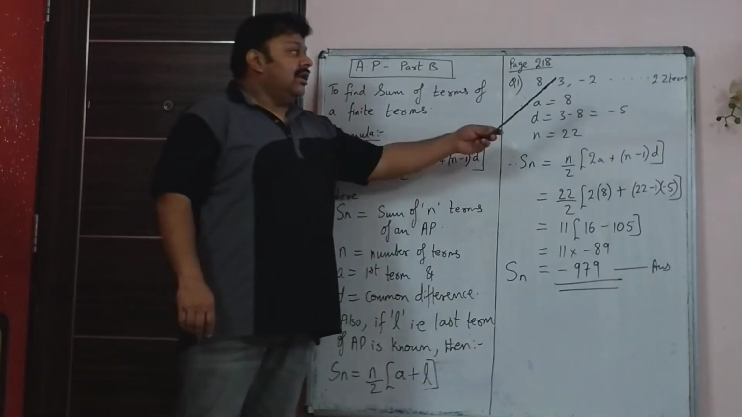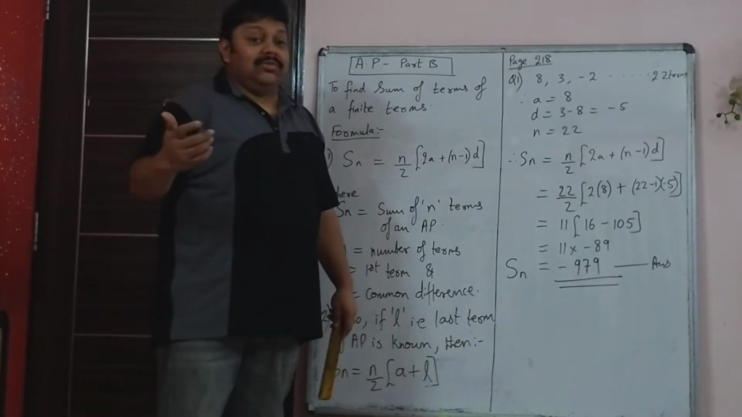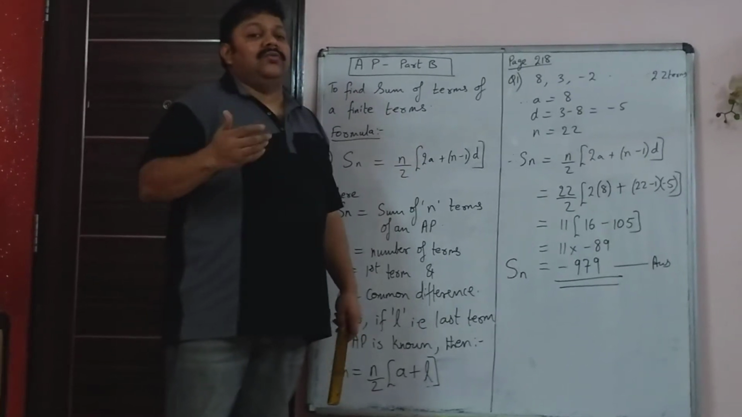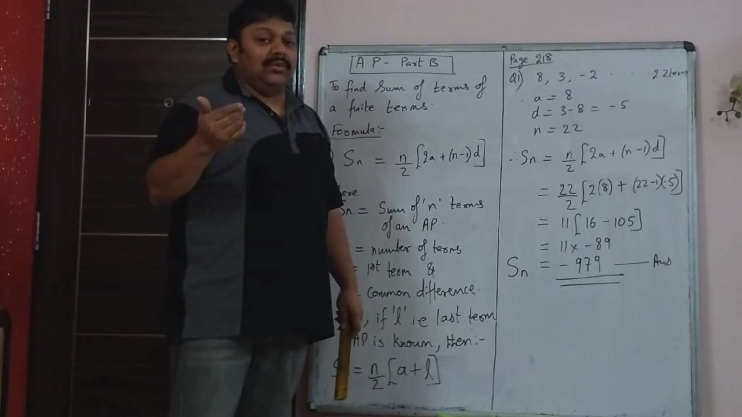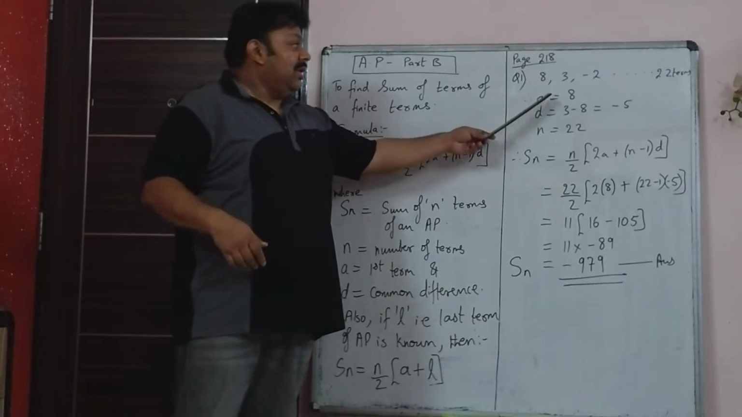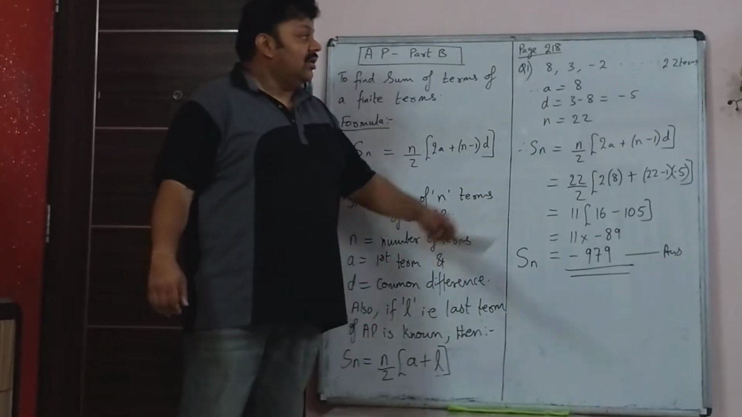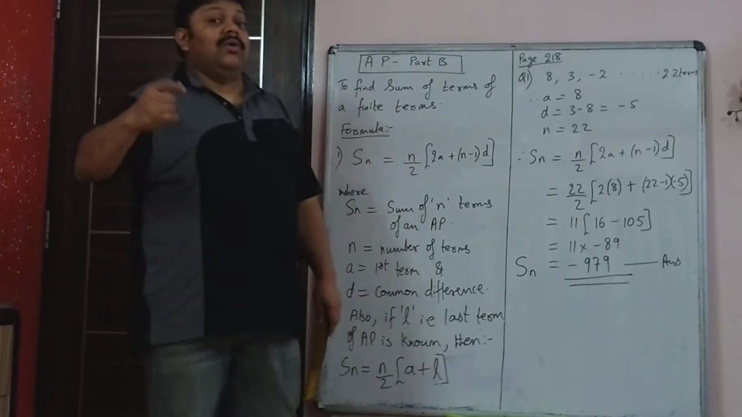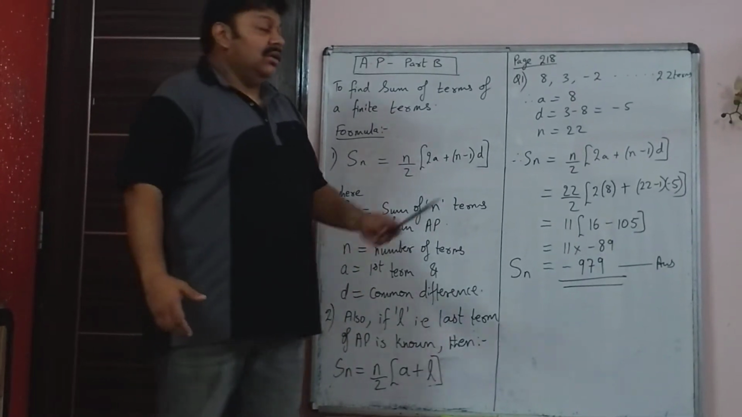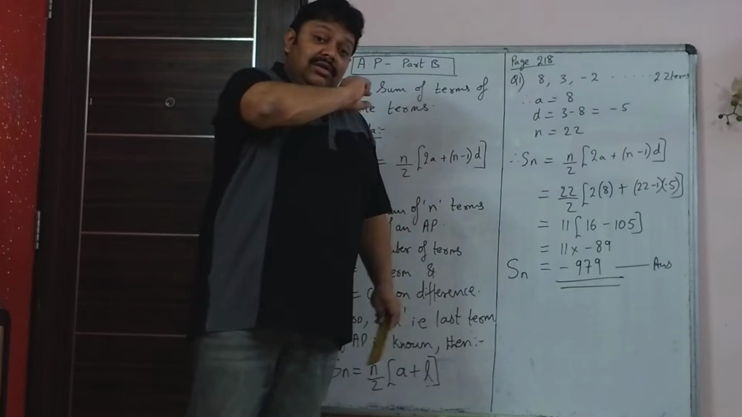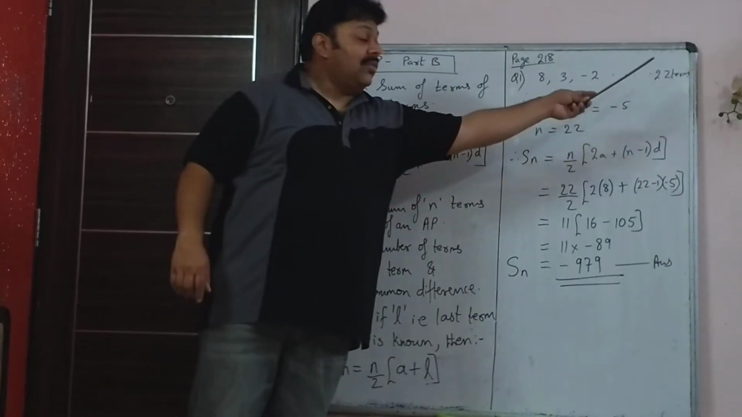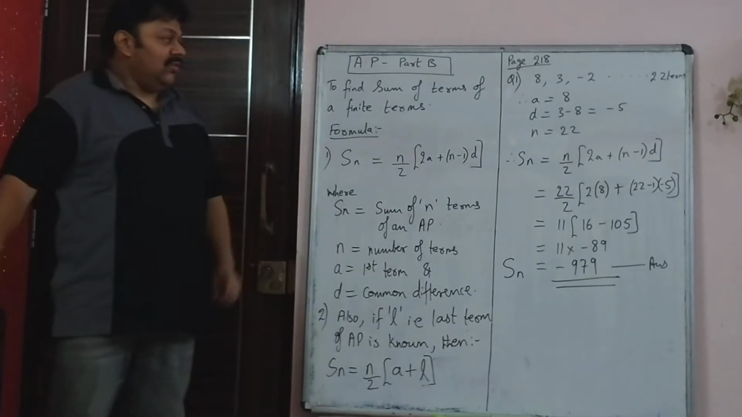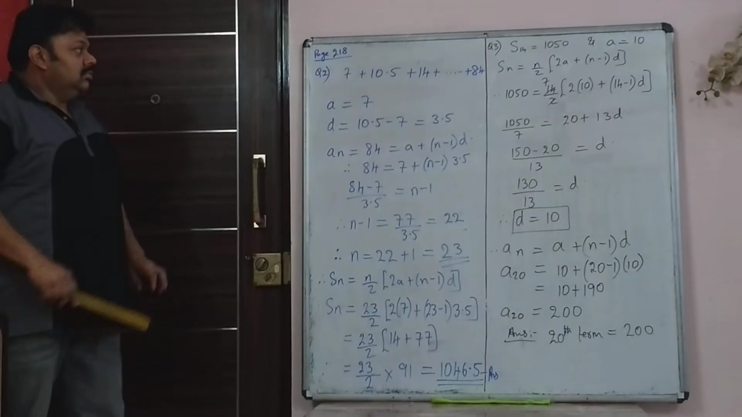So the sum of all the 22 terms is minus 979. They didn't ask you what the 22nd term is. That is different. Please note that. The 22nd term would have been a different number. You would have had to use the formula an = a + (n - 1)d to find the 22nd term. The question is to find the sum of all these 22 terms. So we go on to the second sum.